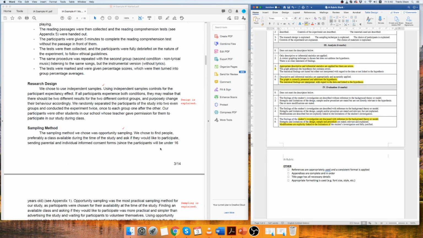Generally speaking, they've tried to hit all of the requirements, right? So there's a lot of effort that went into this IA, and there's just a few more places they could make a little bit more improvement.